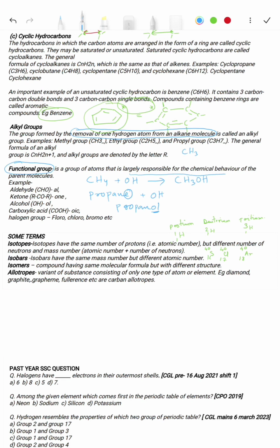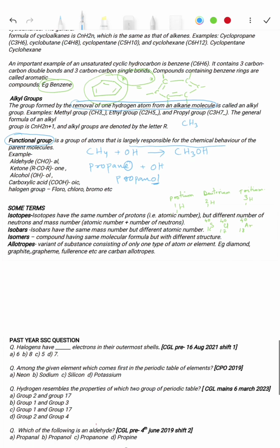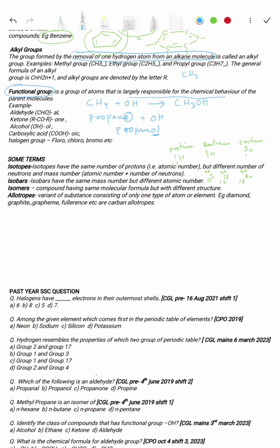So now coming to some important terms of chemistry, isotopes. Isotopes have the same number of protons but different number of neutrons and mass number. Examples: protium, deuterium, tritium. And isobars. Isobars have the same mass number but different atomic number. That is sulfur 16, chlorine 17, argon 18, but they have the mass number 40, the same.